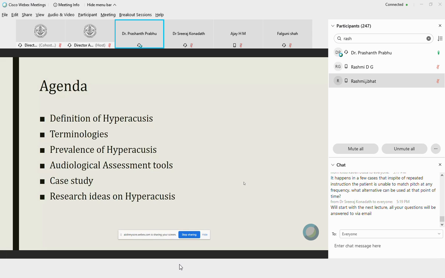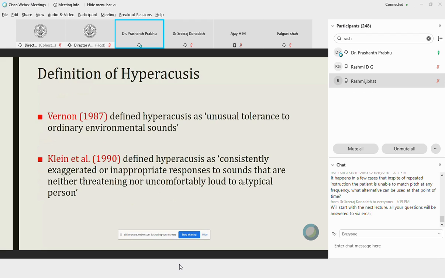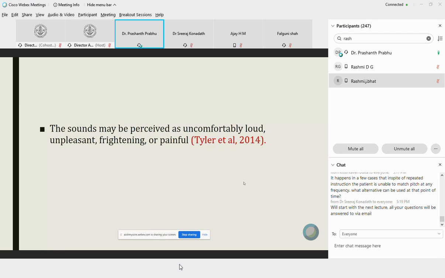Okay, so the definition of hyperacusis. Hyperacusis is defined as an unusual intolerance to ordinary environmental sound that is considered normal or tolerable for a normal person, something like a phone ringing, a bell ringing, or somebody talking at a comfortable level. All those are normal. But an individual with hyperacusis finds it difficult to tolerate such sounds, even at around 60 to 70 dB, that are usually tolerable for a normal person. If that is the case, then we classify them as having hyperacusis. So sounds may be perceived as uncomfortably loud. What can happen when these slightly loud sounds reach an individual with hyperacusis? They can be uncomfortably loud, unpleasant, frightening or painful.